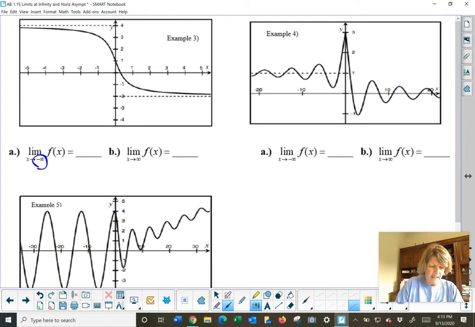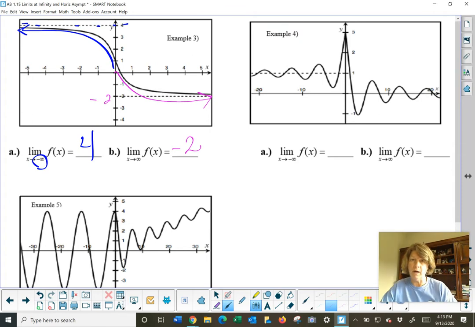as I head to negative infinity, so as I move left on my graph, it appears that we are around 4. As I head to the right on my graph, it appears that we're at a height of -2. The y value is -2. These will be horizontal asymptotes on our graph.